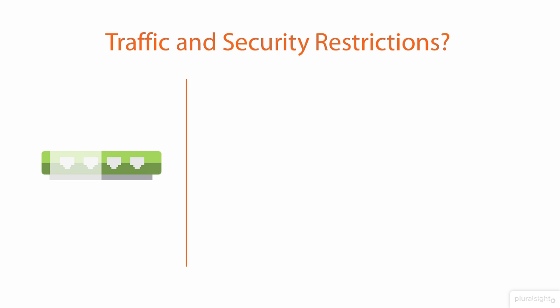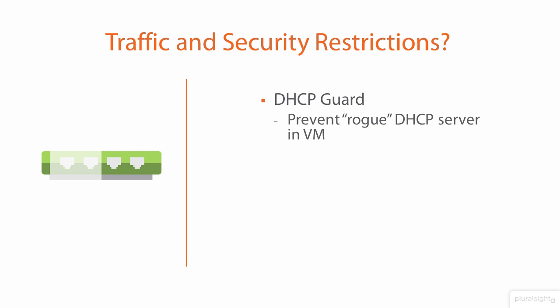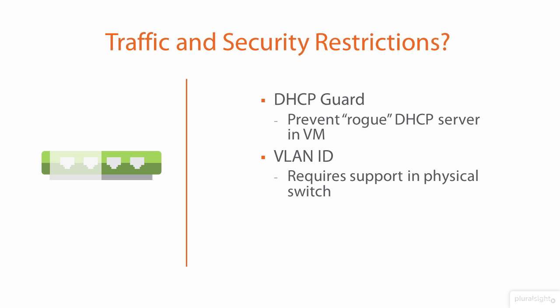As far as traffic and security restrictions, Windows 10 lets us implement something called DHCP guard, whereby any possible rogue DHCP server lurking in a VM will not be permitted to dole out IP addresses. Hyper-V will simply drop those packets. We can also implement a VLAN ID if we want to control traffic in a VLAN, although be aware that that requires support in the virtual switch, the virtual network adapter, and the physical switch to which the physical host connects. And we can set up port ACLs via PowerShell to limit traffic via access controls.